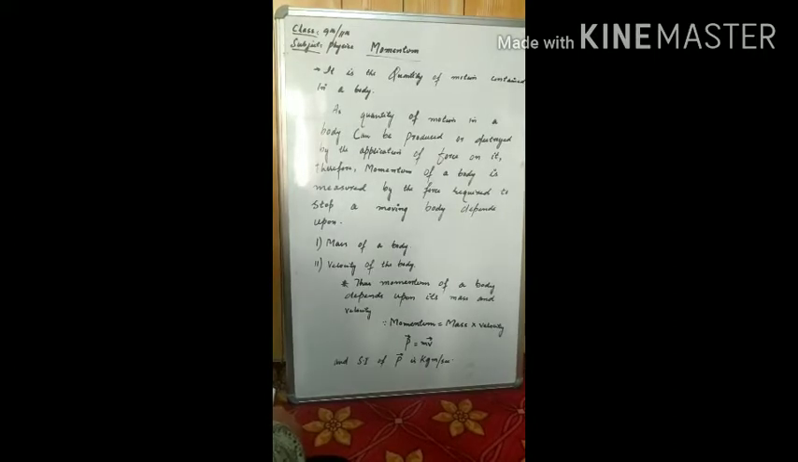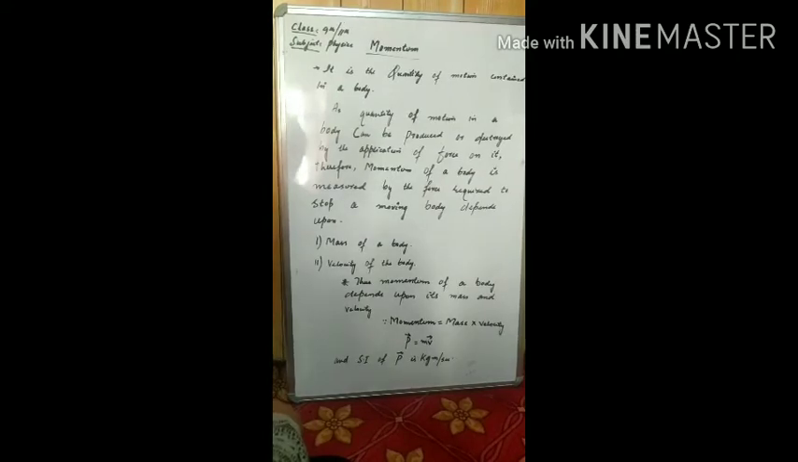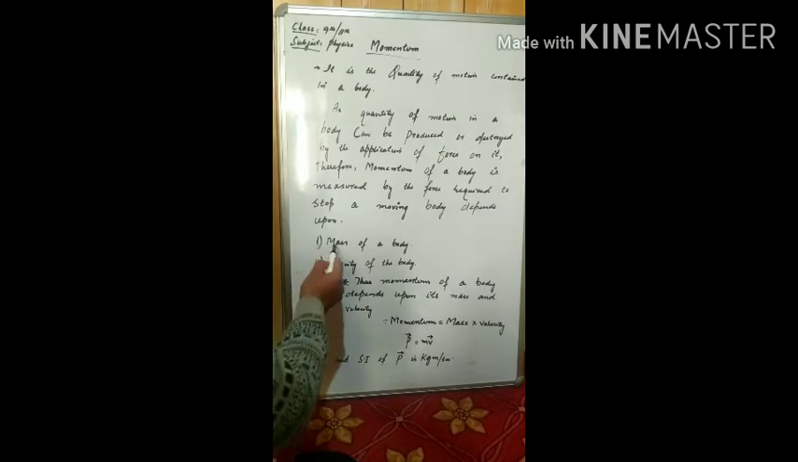As we know, the quantity of motion in a body can be produced or destroyed by the application of force on it. Therefore, the momentum of a body is measured by the force required to stop a moving body. It depends upon two things. One is the mass of a body.